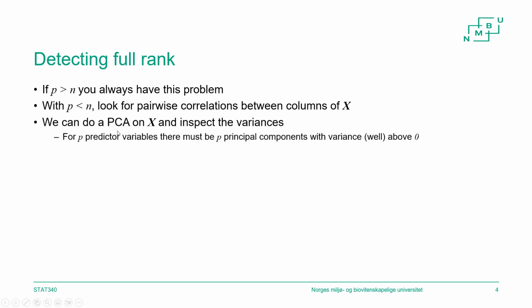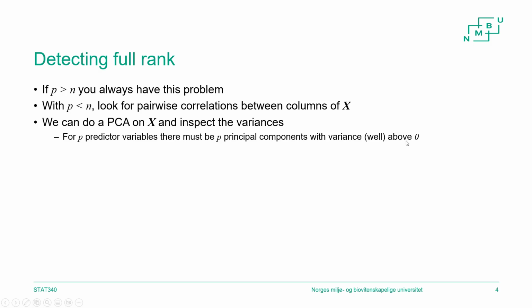What we can do and will do is to do a PCA. We saw that already in week 2, right? Do a PCA on this X matrix and inspect the variances. Because if you have P predictors, there must be P principal components with variances well above 0. If you don't have that, then you have this problem. If you have P predictors, there should be P principal components with positive variances, you could say.